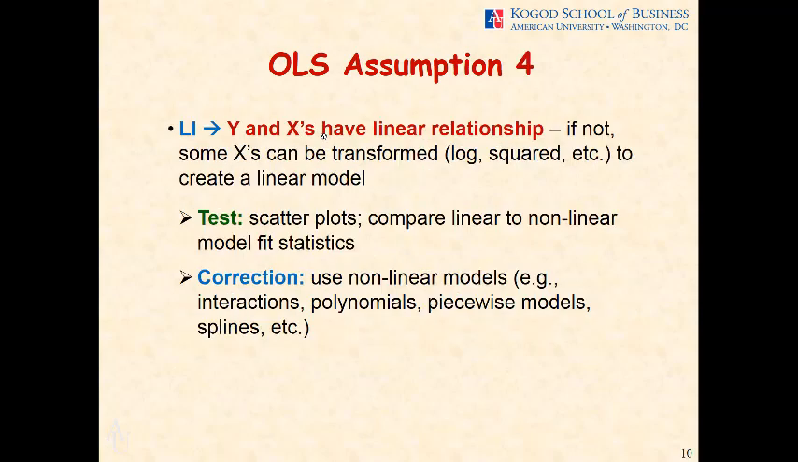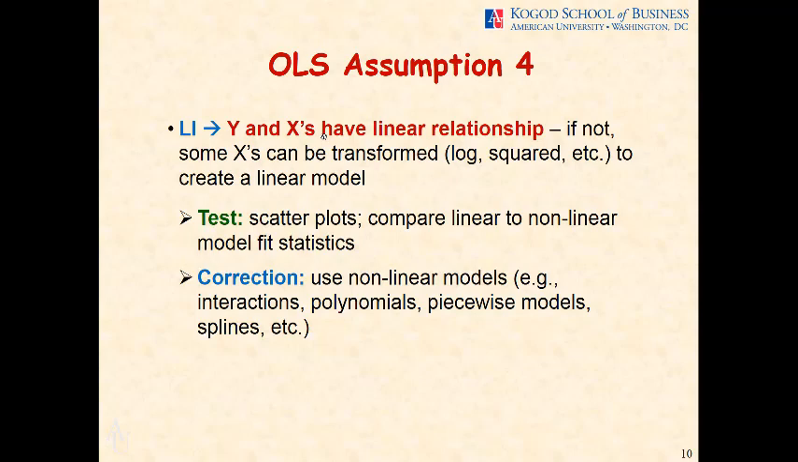Assumption 4 means that the x's and the y, that means the predictors and the response variable, are linearly related. If you do scatter plots of the response variable with each of the predictors in your model, you should see a scatter plot that looks roughly linearly aligned. You don't see a curvilinear pattern or anything like that.